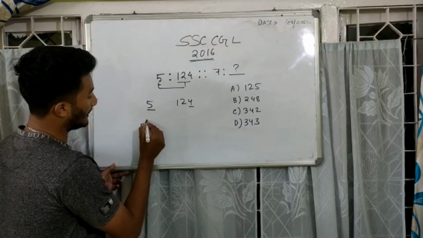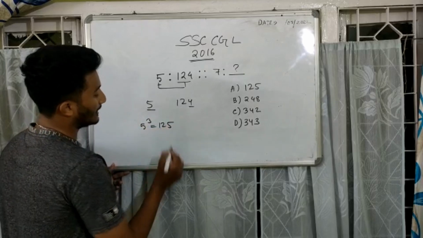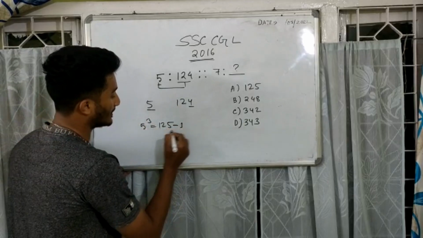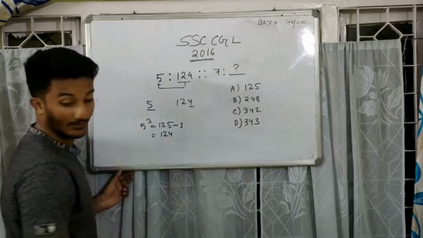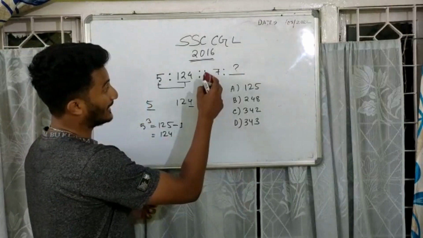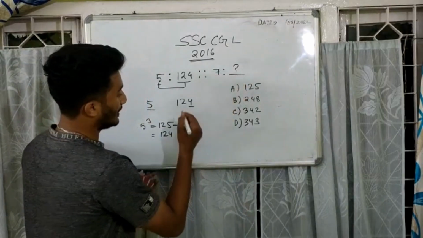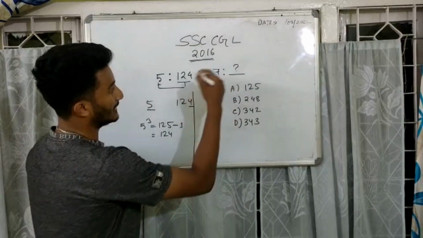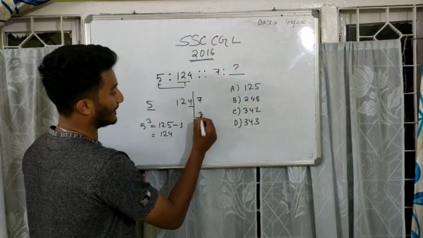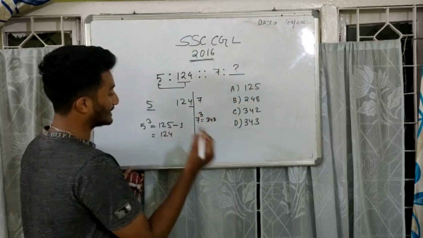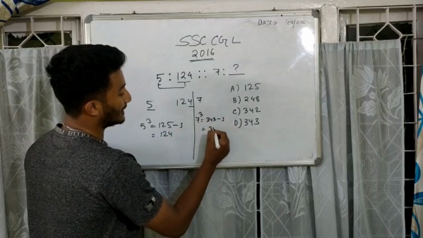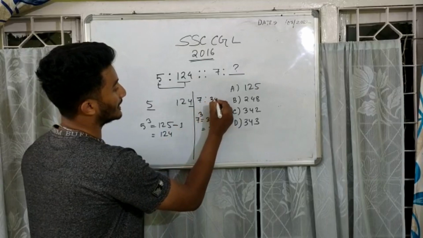For that we can do one thing. We know that the cube of 5 is 125. Now we can make it 124 by subtracting 1. So it becomes 124. We'll be using the same concept in finding the missing number here. Here it is 7. If we take 7 and do the cube of 7, it will be 343. In a similar way, we have to subtract 1 from it. If we subtract 1, it becomes 342. So the missing number will be 342.